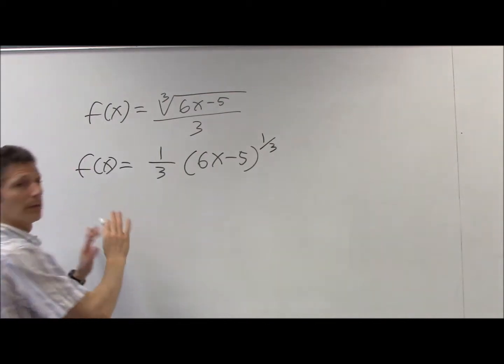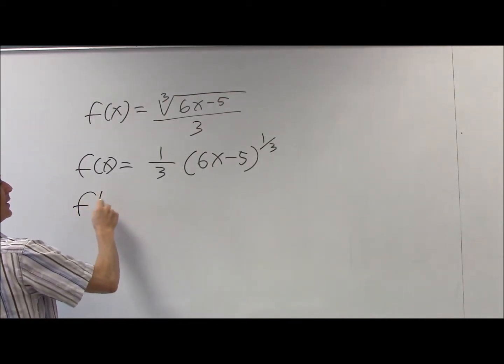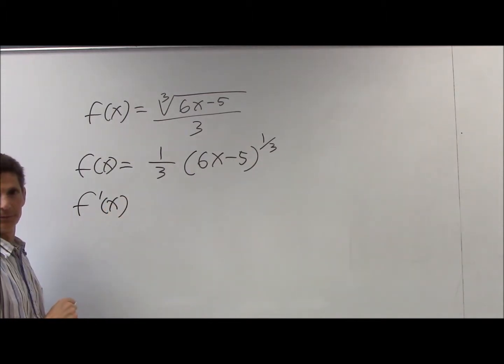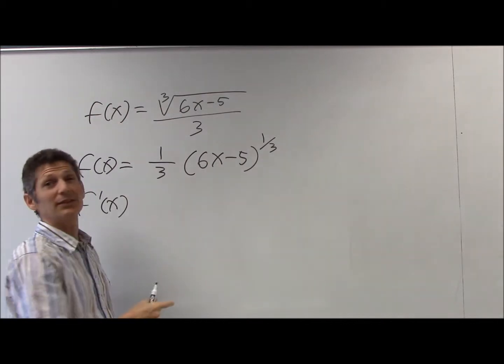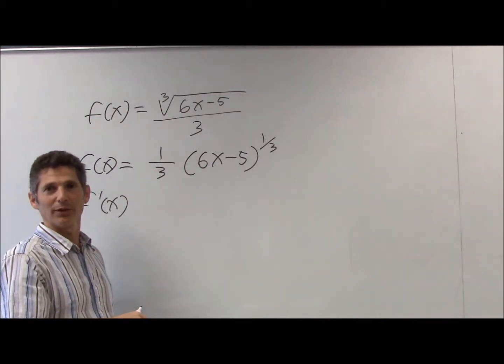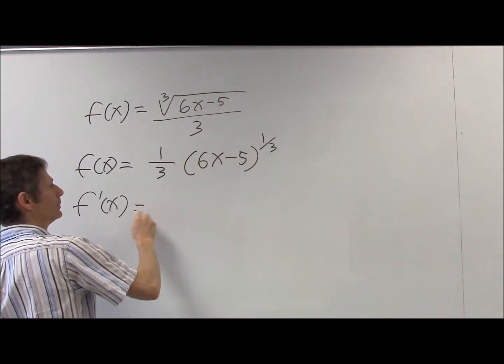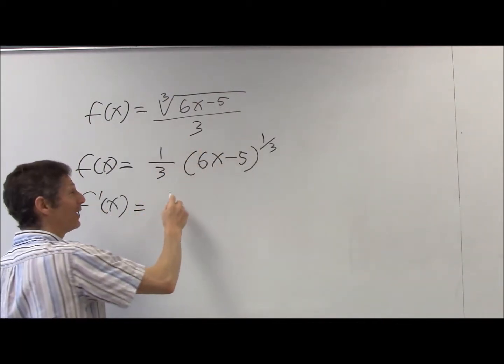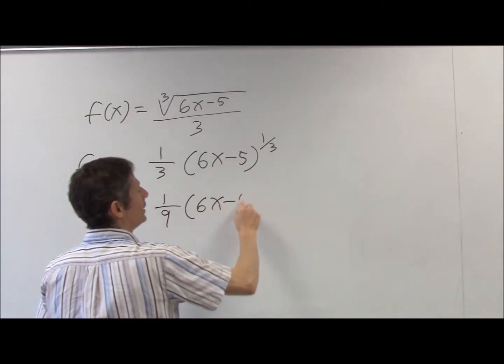I just rewrote it. It's not the derivative. Now we're doing the derivative. You can use the power rule again. This time I have something on the inside, so I'm going to need that little chain rule action going on. So 1/3 times 1/3 is 1/9, top times top, bottom times bottom, and then the inside.